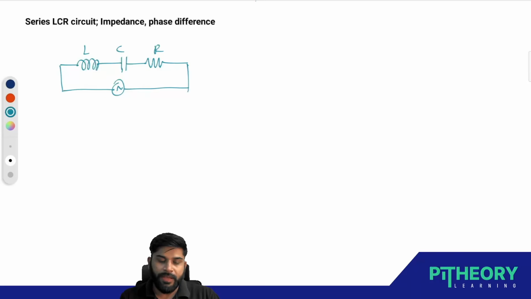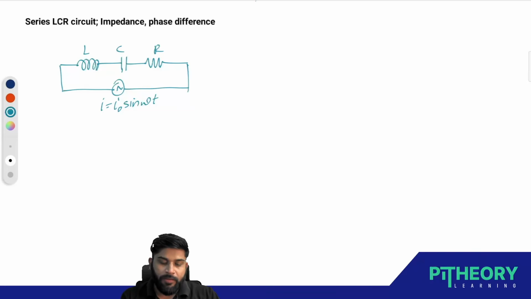In this case, first we take the current, let's take it as I naught sine omega t, suppose. Then we'll find the voltage. That's what we are going to do. That will be the easiest approach for this, because in series the current across each element will be the same.